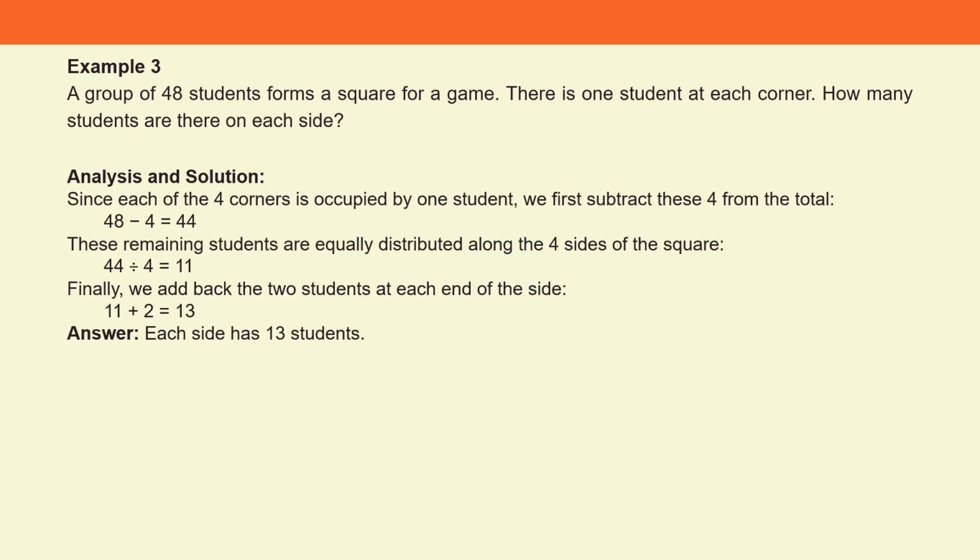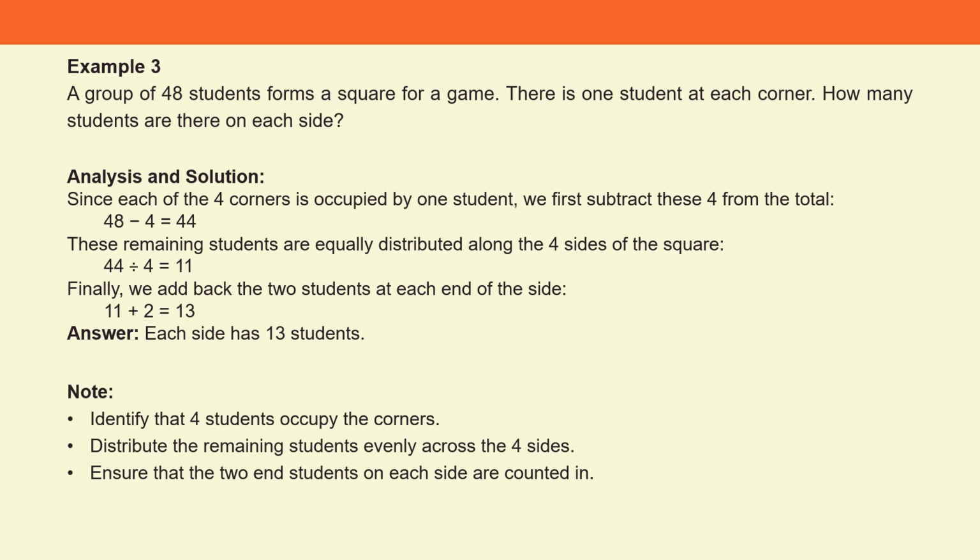Since each of the 4 corners is occupied by 1 student, we first subtract these 4 from the total. These remaining students are equally distributed along the 4 sides of the square. Finally, we add back the 2 students at each end of the side. The answer is each side has 13 students. First, identify that 4 students occupy the corners. Second, distribute the remaining students evenly across the 4 sides. Finally, ensure that the 2 end students on each side are counted in.